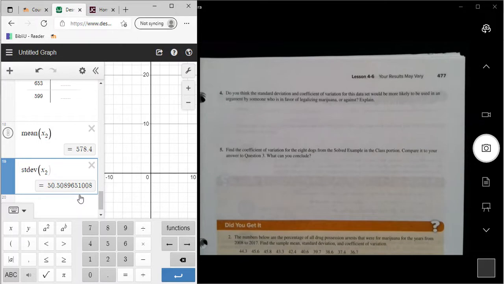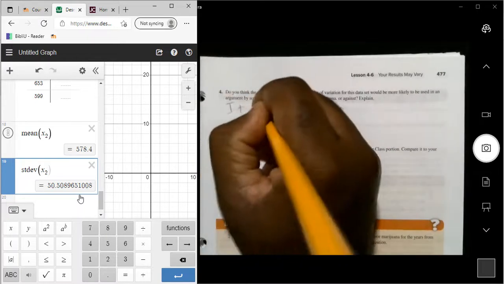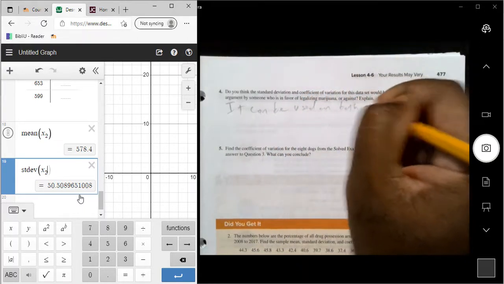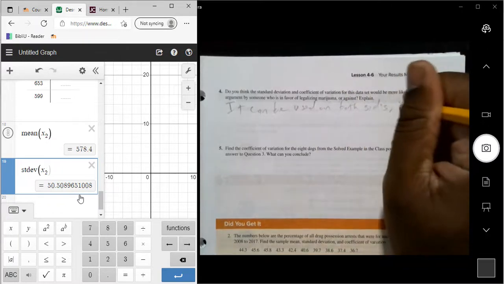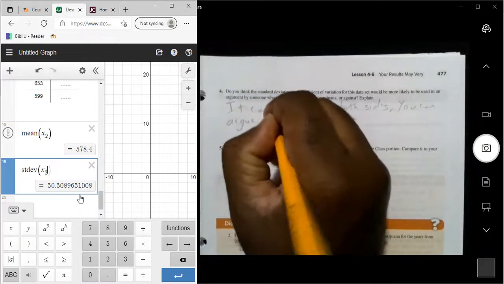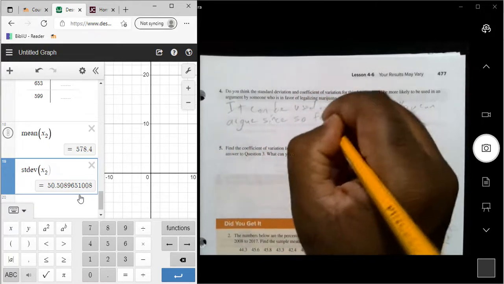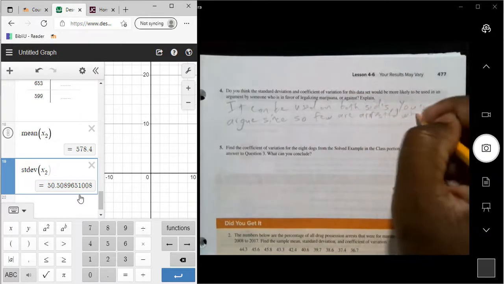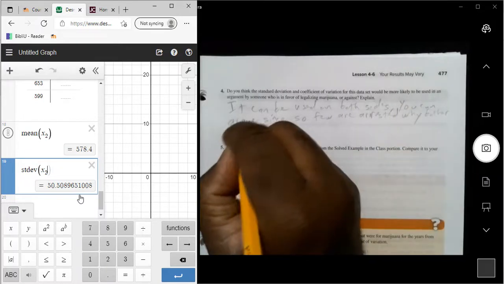It says here, do you think the standard deviation and coefficient of variation for the data set would be more likely to be used in an argument by someone who is in favor of legalizing marijuana or against? It can be used on both sides. You can argue since so few are arrested, why bother? Make it legal.